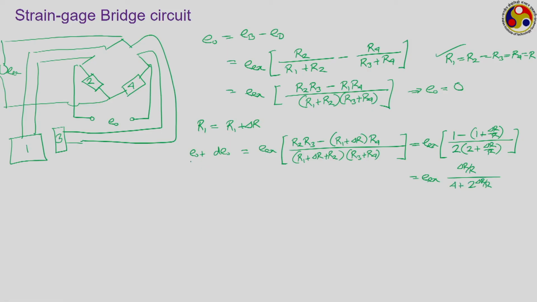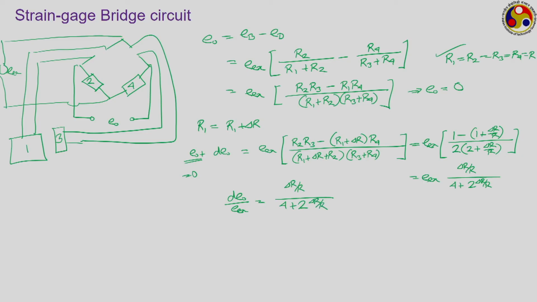You have to remember that initially this one was equal to 0. So, from there we get dE naught by Ex should be equal to delta R by R by 4 plus 2 into delta R by R.